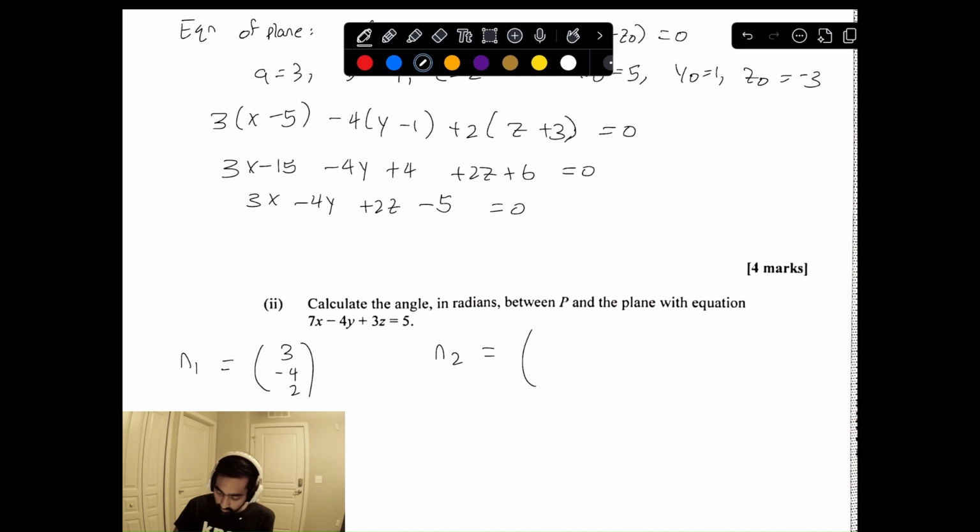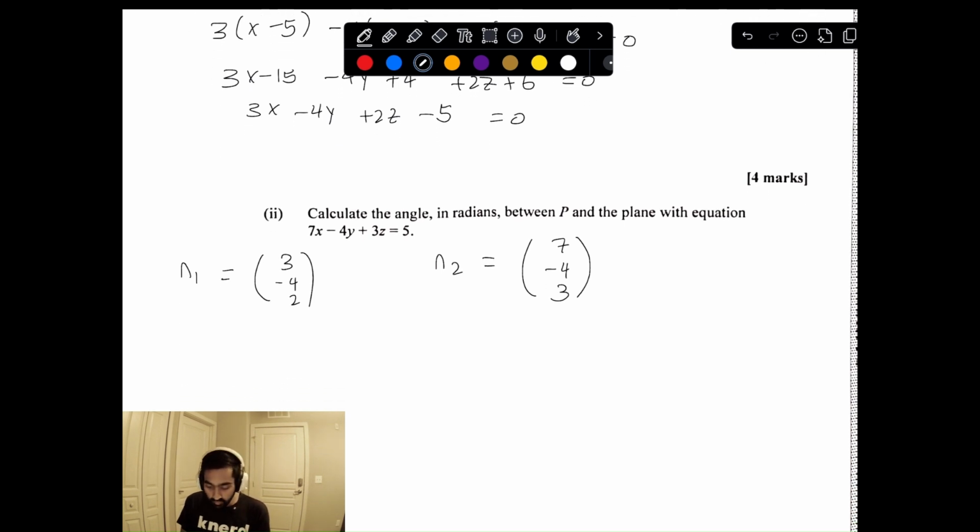Similarly, for the second plane, the normal vector is going to be (7, -4, 3). It's just reading off what the coefficients of x, y, and z are respectively. To find the angle between the two planes, we now have to find the angle between these two vectors. The way we do that is using the formula: cosine theta is the dot product of the two vectors over the product of their absolute values.